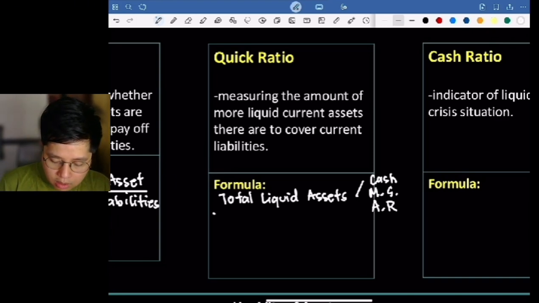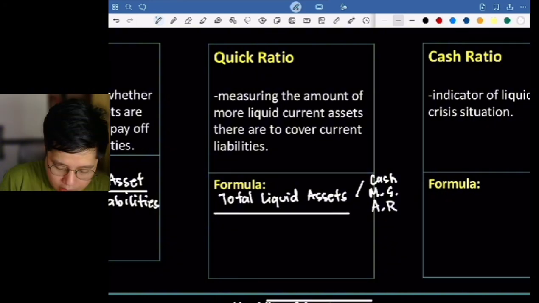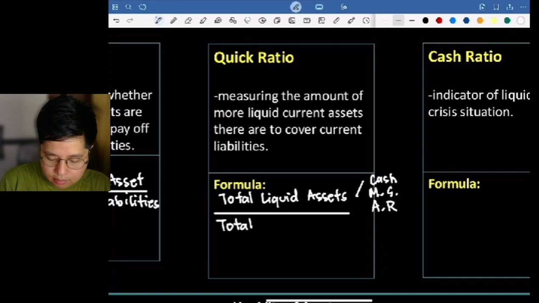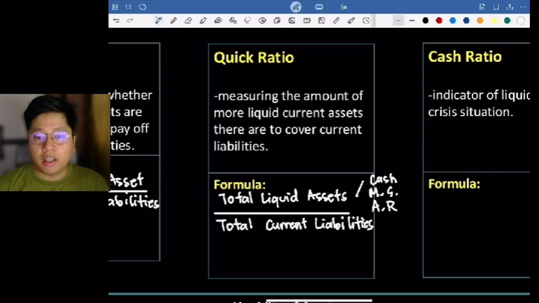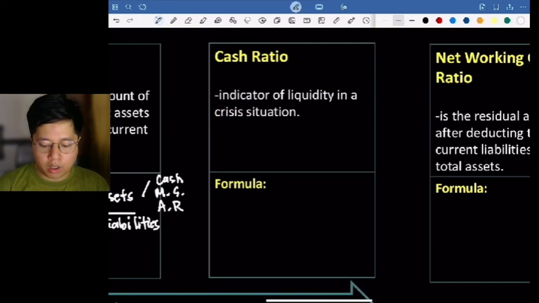So the total liquid assets divided by total current liabilities. The amount of current liabilities in the quick ratio is also the same total current liabilities in the current ratio. Now let's move forward to another type of liquidity ratio, which is the cash ratio.